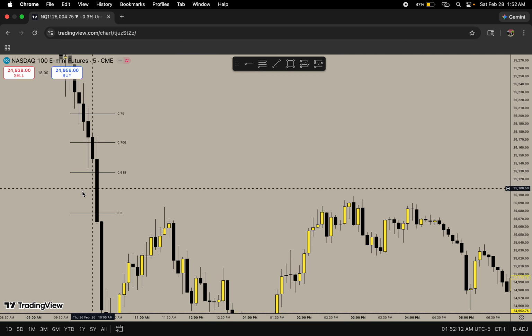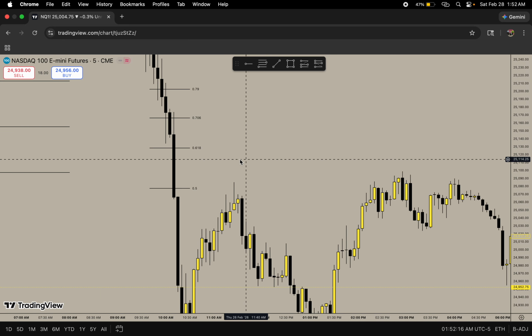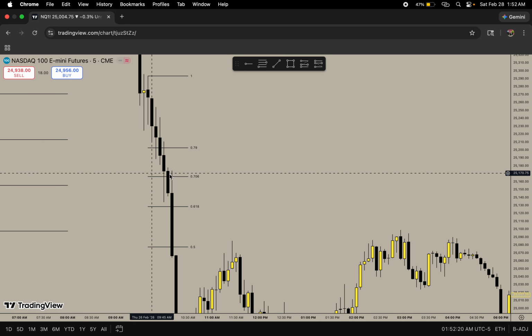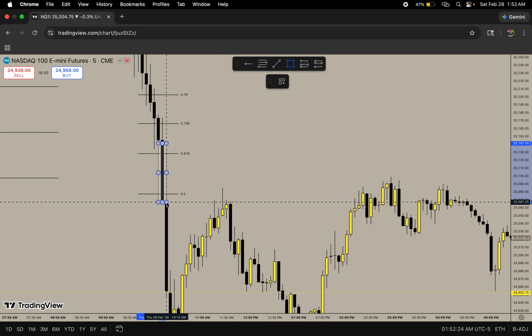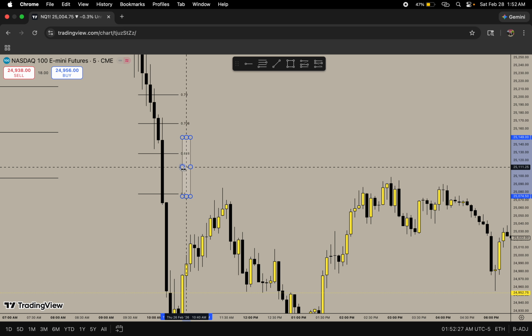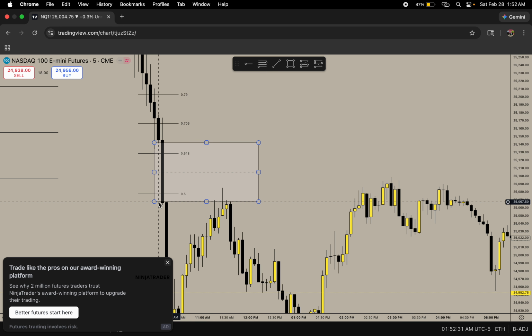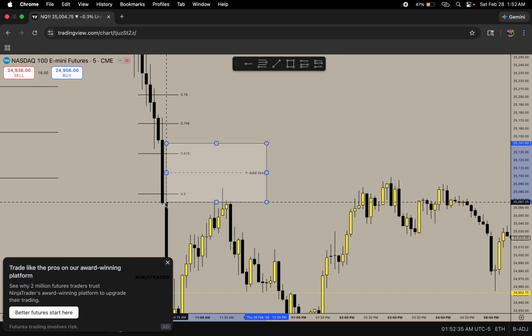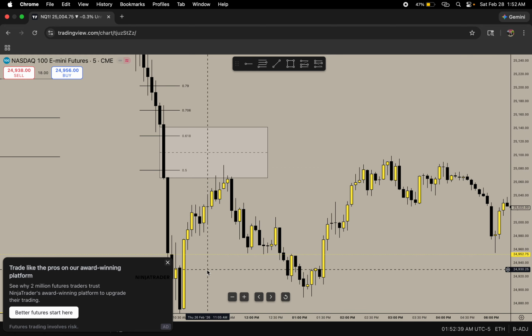We would like to stay between 0.5 and 0.6, but price can go up into here. There just has to be perfect PD arrays. So in this case, this is our PD array. Price taps into it, rejects it.